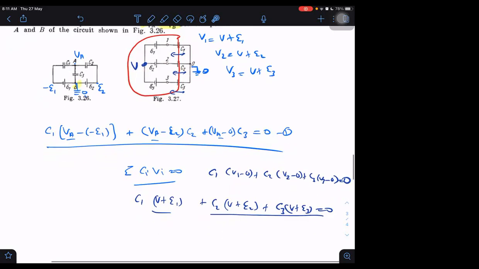Once we know the potentials V1, V2, V3, we can determine the charge stored in these. Can you determine the charge stored also? Yes, sir. Right. We could ask another question also here. What is the work done by battery 1? What is the work done by battery 2? What is the work done by battery 3? Can you determine that also?